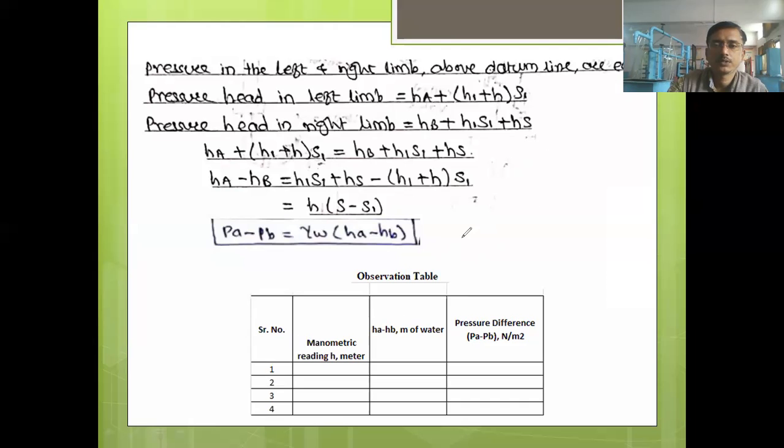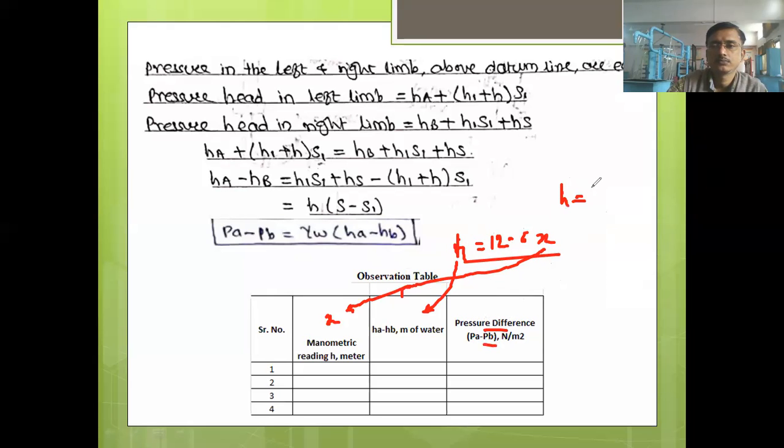Sometimes we use the formula to find out the head difference as 12.6 into X, where X is nothing but this manometric reading. Then H difference is nothing but this, and then multiply this H by 9810 to get the pressure head difference, the pressure difference. How has this 12.6 come?